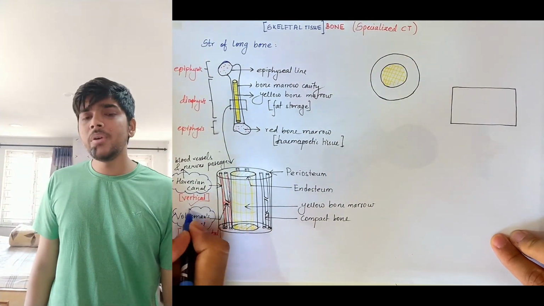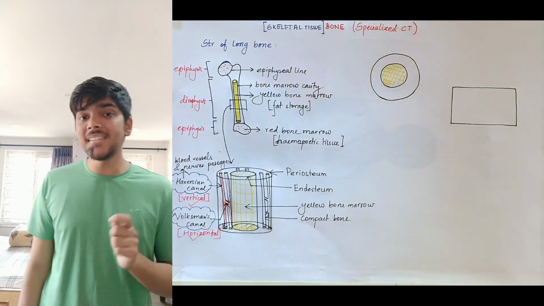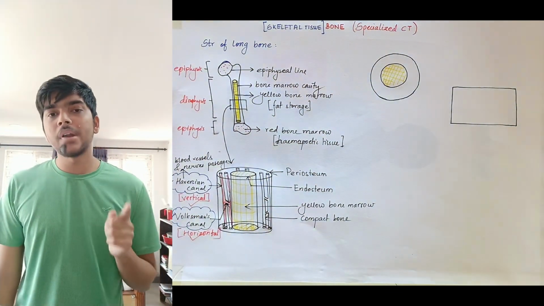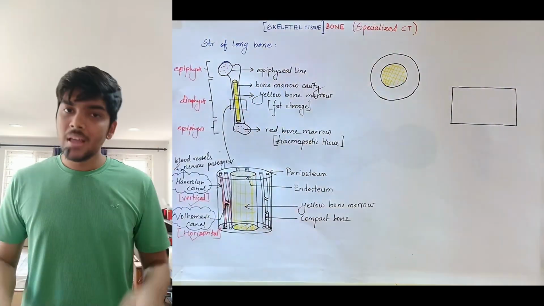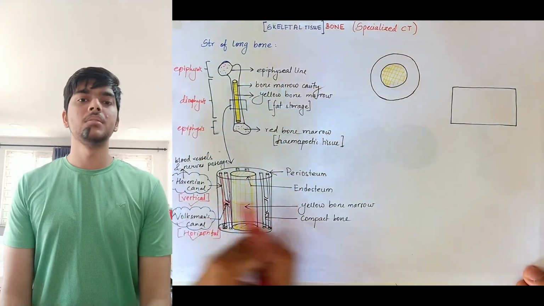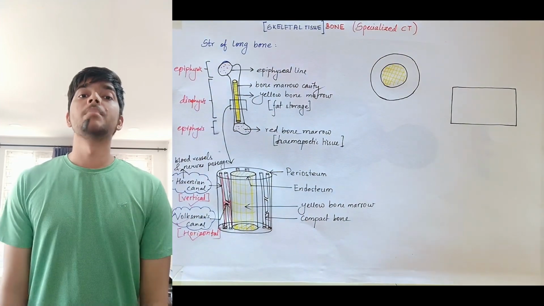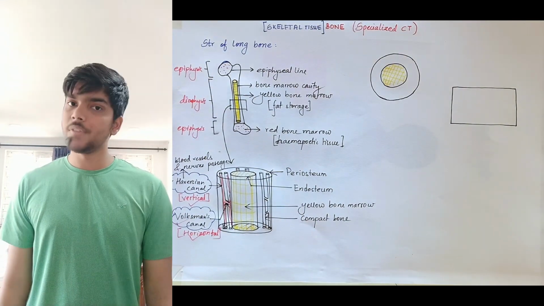Okay, why do you have to know it? Because in the second CEE, there was a question: the horizontal canals connecting the vertical canals in compact bone is, and that's your Volkmann canal. Boom. Okay, now let's look at the transverse section of this bone.